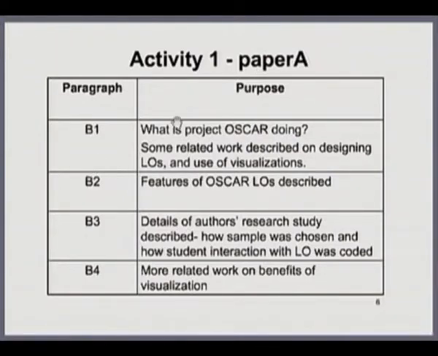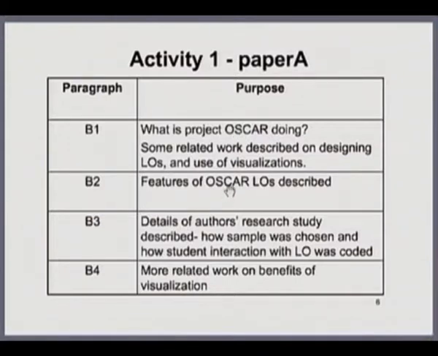In B1, the authors are describing what their project is doing. The first half of B1 is what their project is doing, and the second part of B1 talks about some related work on how to design learning objects for education. Beyond that, it's a little difficult to understand what the authors were trying to say, what was their main purpose. It's a little hard to understand beyond these two sentences.